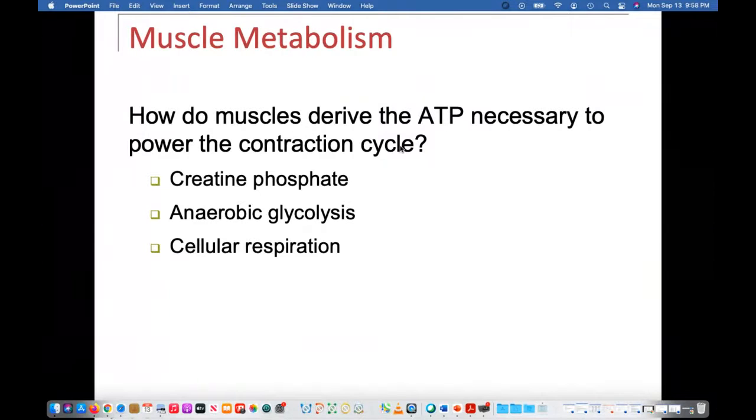necessary to power the contraction? This is the same way of saying how does muscle derive energy necessary to power the contraction cycle? Well, we have creatine phosphate, we have anaerobic respiration or anaerobic glycolysis, and cellular respiration, which is aerobic respiration. Now, this term glycolysis, when you look at the word, lysis means to break down. Well, to break down what? To break down glucose. And when glucose is broken down, it's broken down into pyruvate or pyruvic acid.